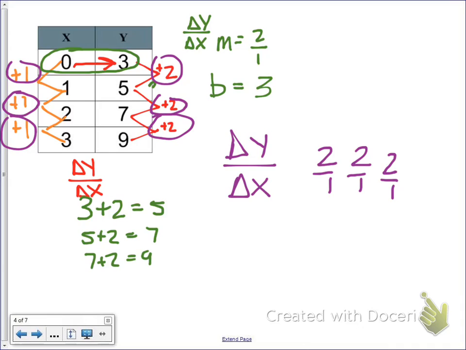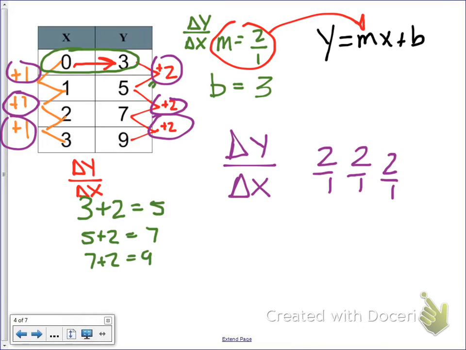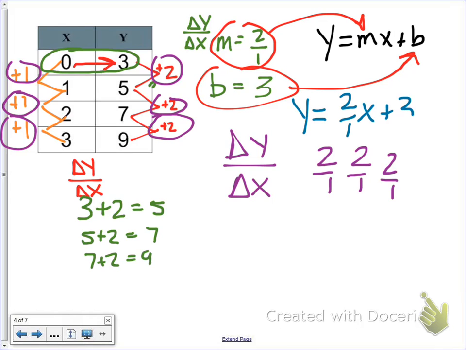And remember, to make the equation, I need y equals mx plus b, and we're just going to fill in the blanks, meaning m is 2 over 1, goes here, and b equals 3 goes right here. So my final answer will be y equals 2 over 1 x plus 3. So that's how you make an equation just given a table of values.